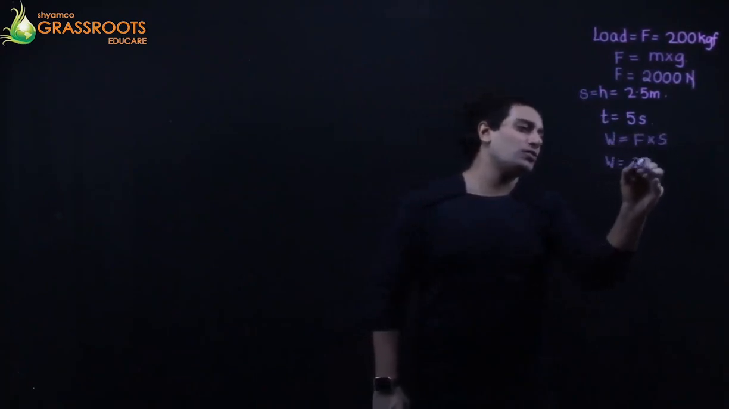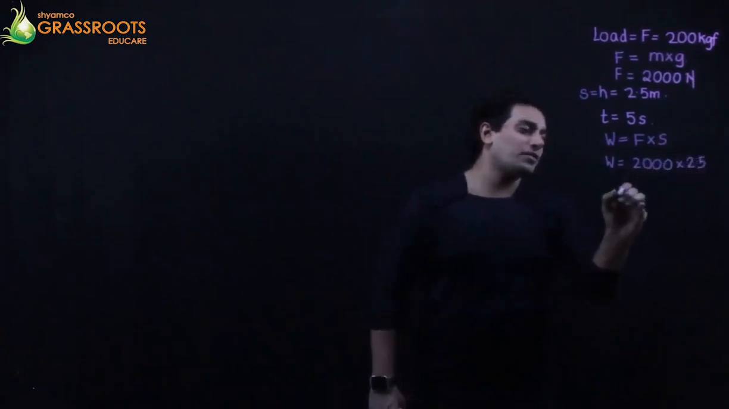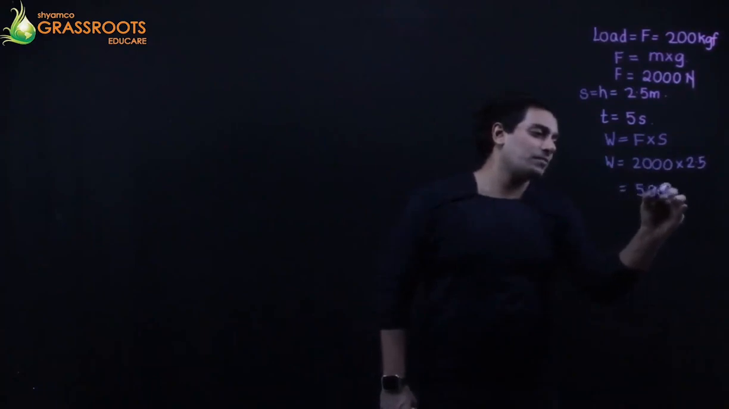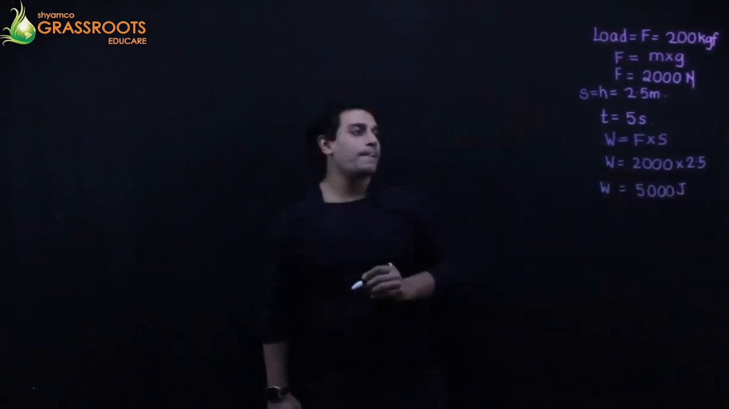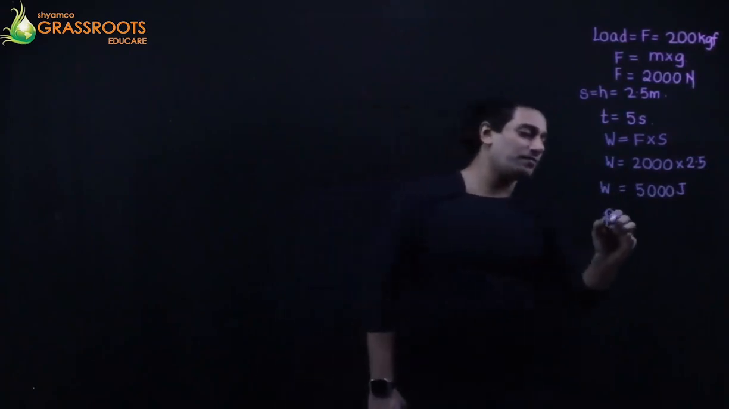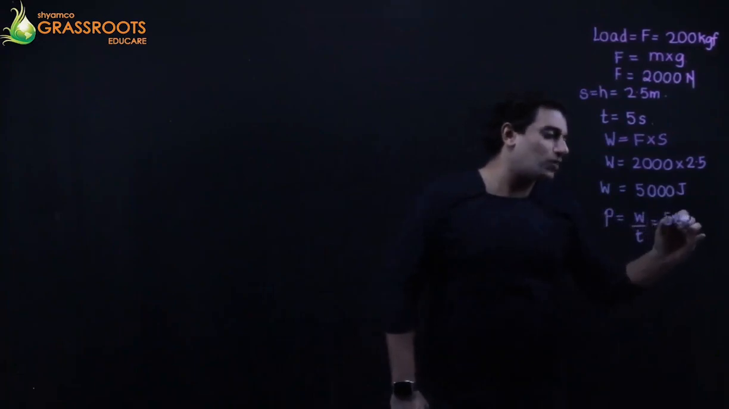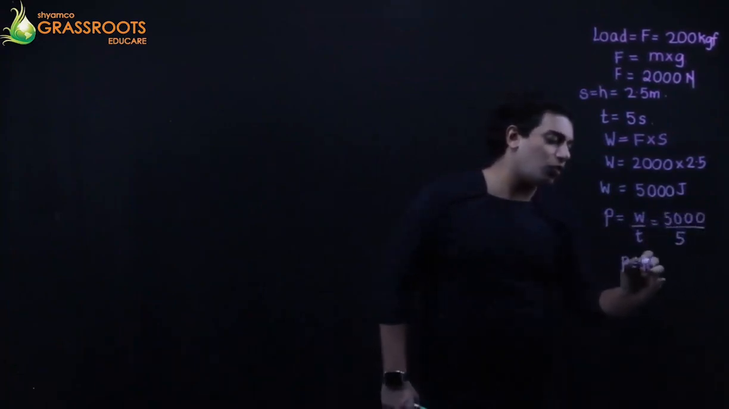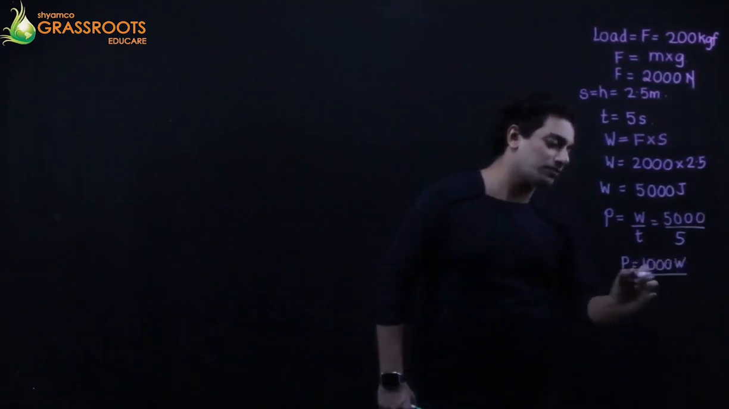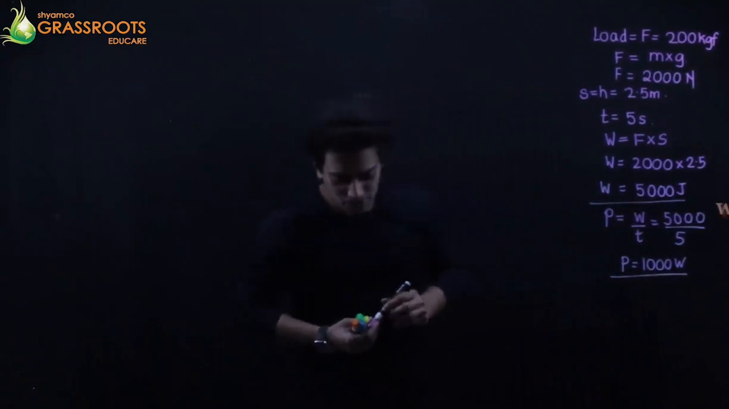That is 2000 into 2.5. Answer will be 5000. So the work done is 5000 joule. And the power is work upon time. So 5000 upon time is 5. The power is 1000 watt, which is 1 kilowatt. That's your answer. Next question.